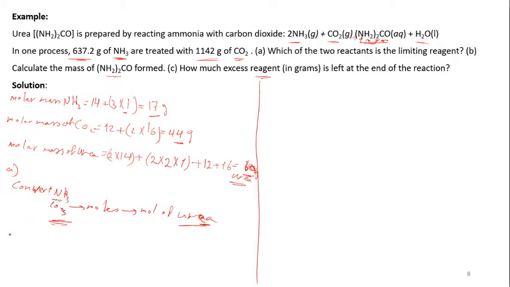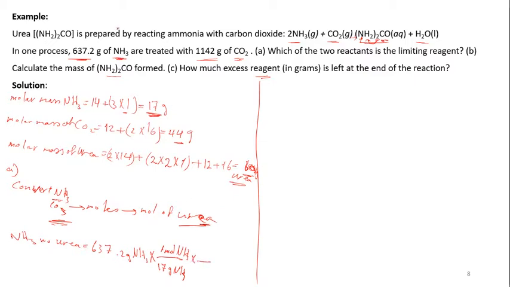So first, in the case of ammonia, the number of moles of urea formed is equal to, so if I started with 637.2 grams of ammonia, so 1 mole of ammonia contains 17 grams of ammonia from my molar mass here.